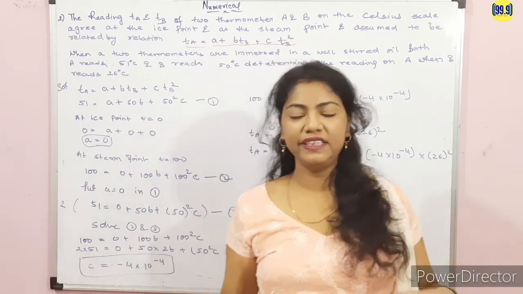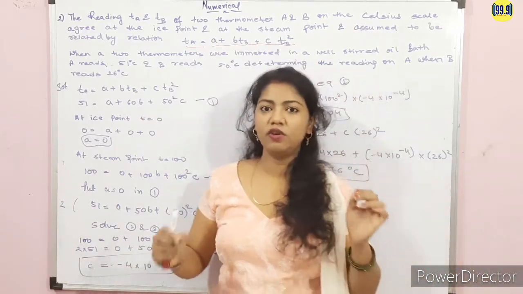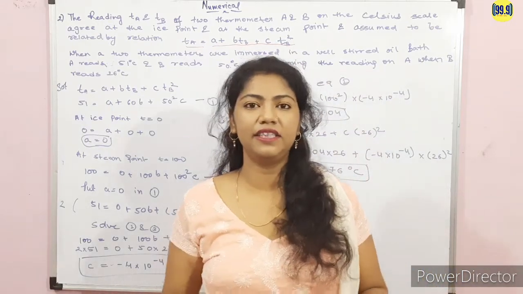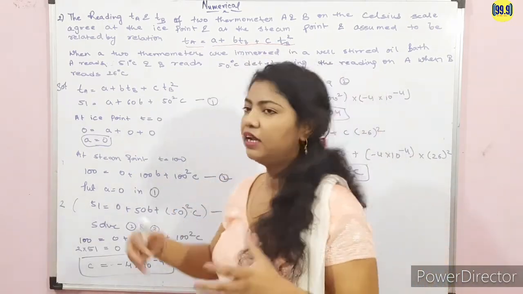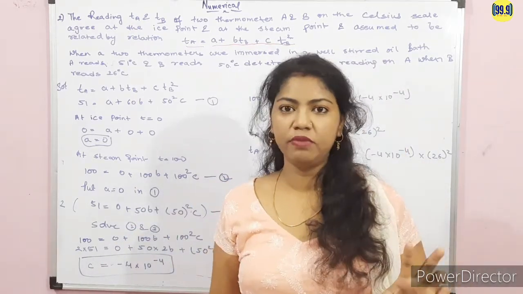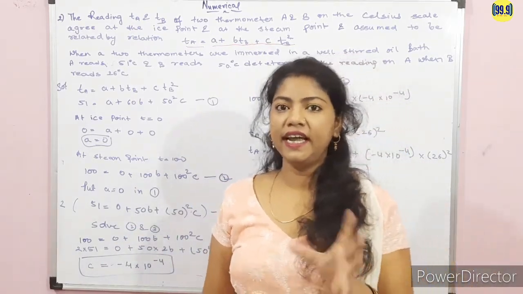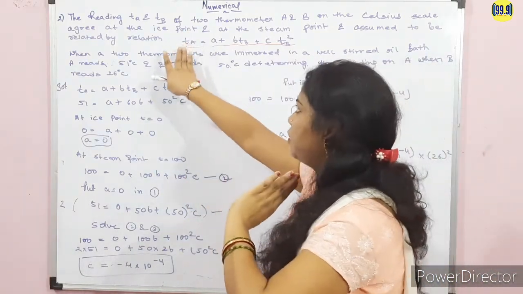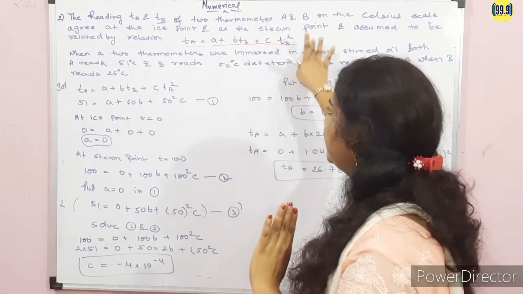So the question is very simple, and it is based on two reference points: the steam point and the freezing point, or you can say the ice point. In the question, we are given two thermometers with readings TA and TB, and the relation followed by the two thermometers is given.